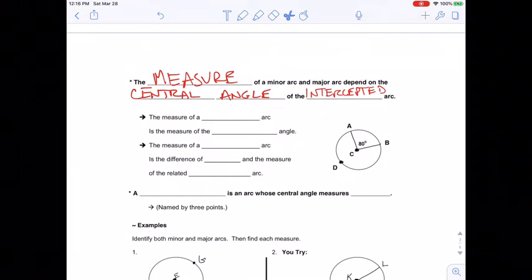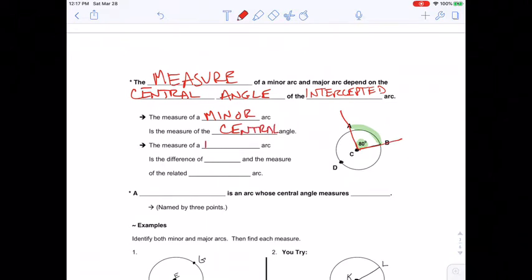All right, so what does that mean? Well, if this is the angle, that's called a central angle. And the reason why it's called the center is because it's in the center. That makes perfect sense, doesn't it? Think about that as being almost like a flashlight shining out towards the edge of the circle. Well, that's the arc that got intercepted by that flashlight, okay? The measure of a minor arc is the measure of the central angle, okay?